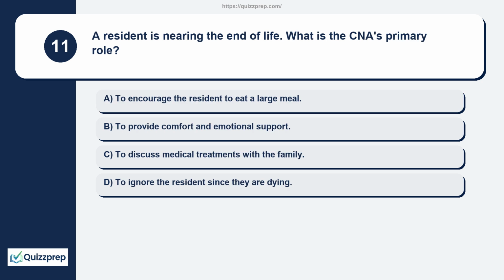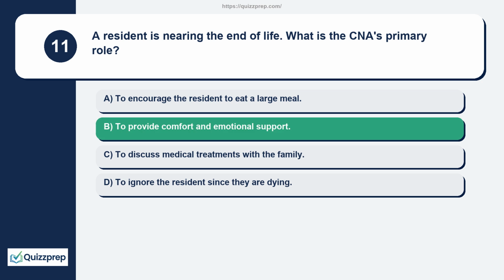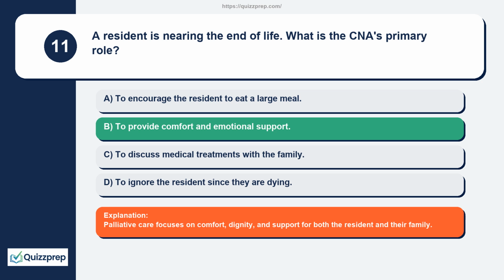Question 11. A resident is nearing the end of life. What is the CNA's primary role? To encourage the resident to eat a large meal. To provide comfort and emotional support. To discuss medical treatments with the family. To ignore the resident since they are dying. Palliative care focuses on comfort, dignity, and support for both the resident and their family.